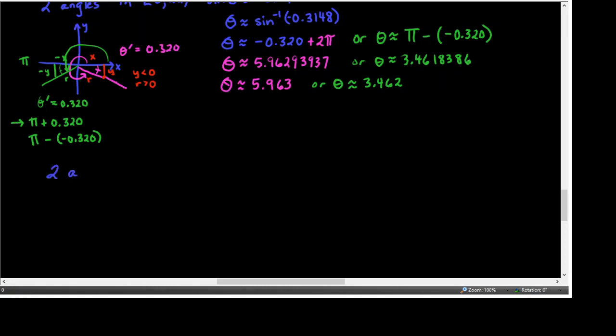Okay, so the directions here are the same. Find two angles in the interval from 0 to 2 pi, but this time we want the angle such that the tangent of that angle is about negative 4.631.